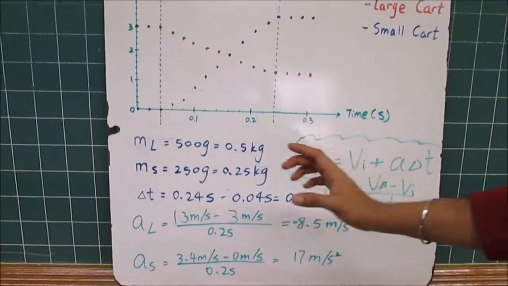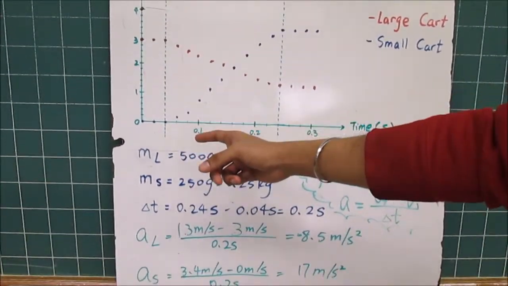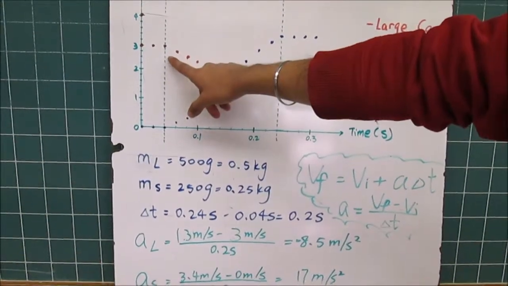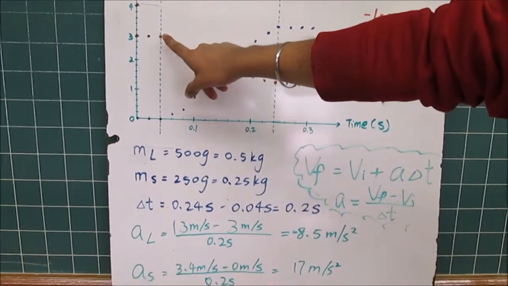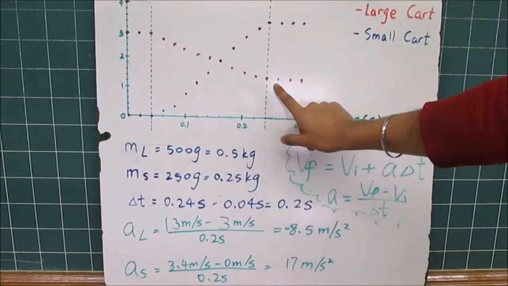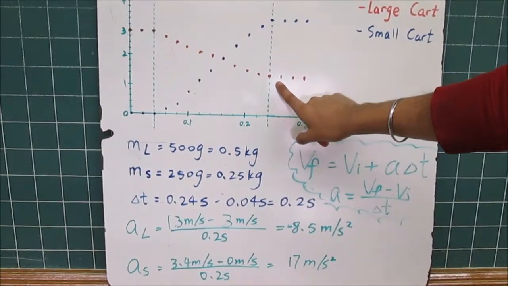Next, we looked at t1. At the first time interval, when the collision started, the velocity of the large cart is 3 meters per second. And at the end of the collision, it changes to 1.3 meters per second.